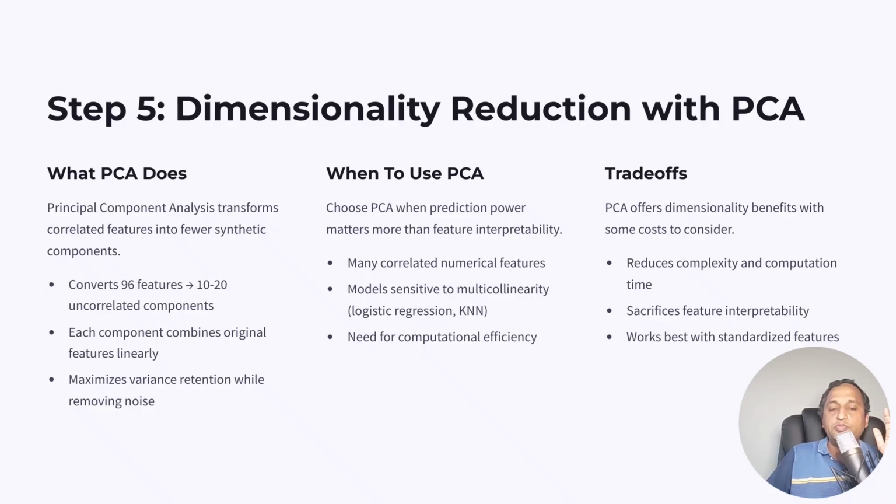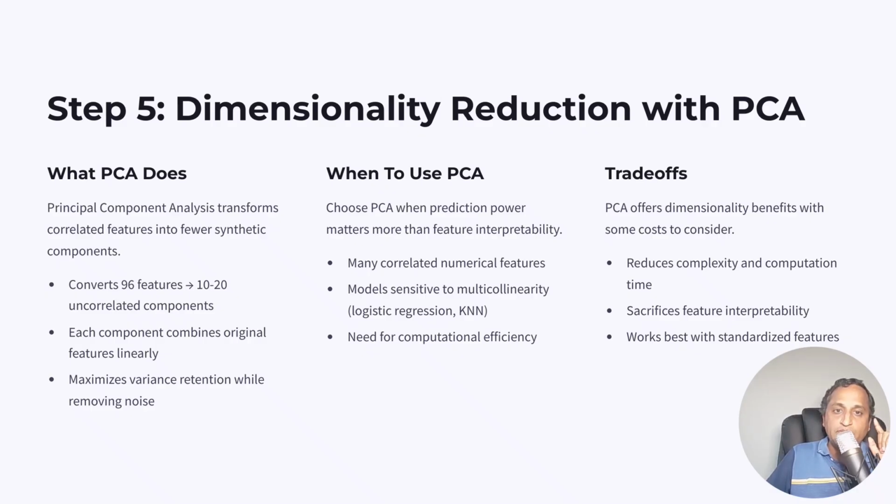So when to use PCA? PCA is especially useful when your dataset has many correlated numeric features and you are using a model that is very sensitive to multicollinearity, like logistic regression or KNN. It also helps when you need to improve computational efficiency, since fewer features means faster training and less overfitting.